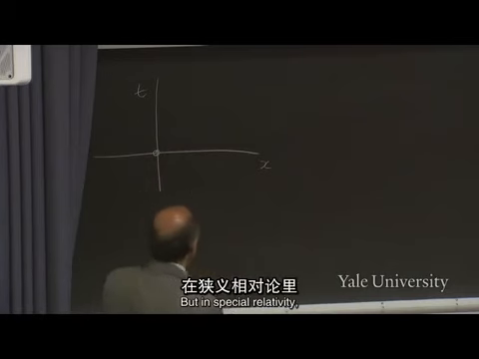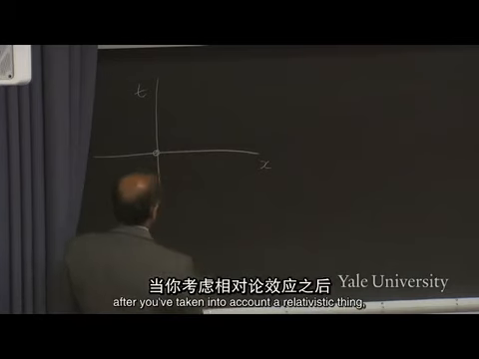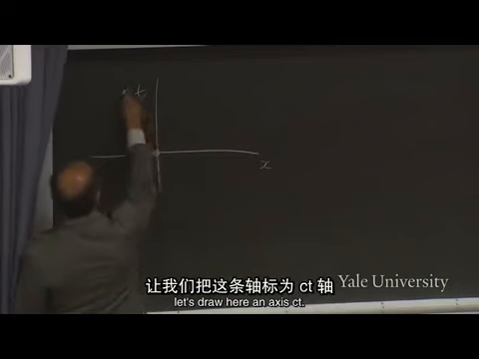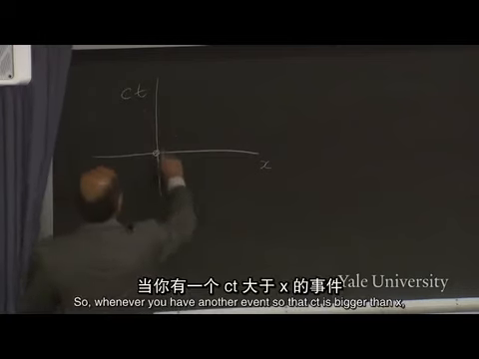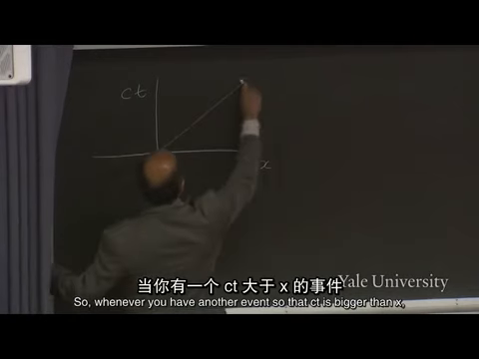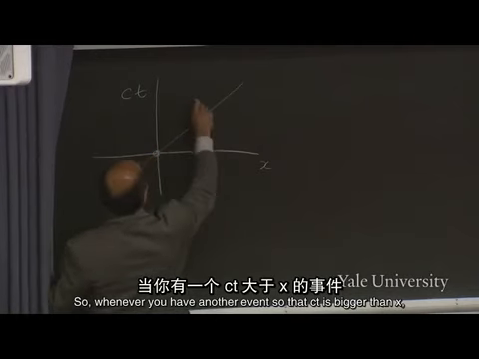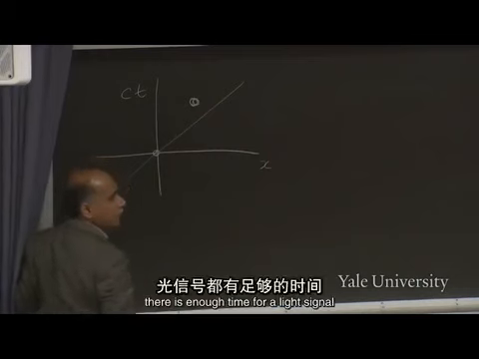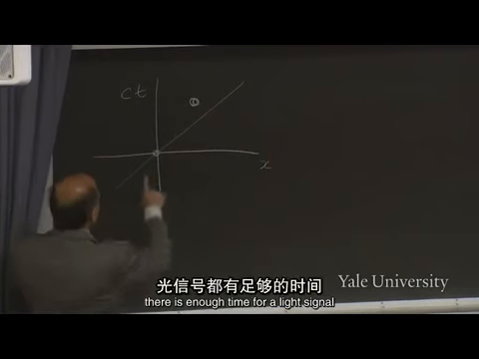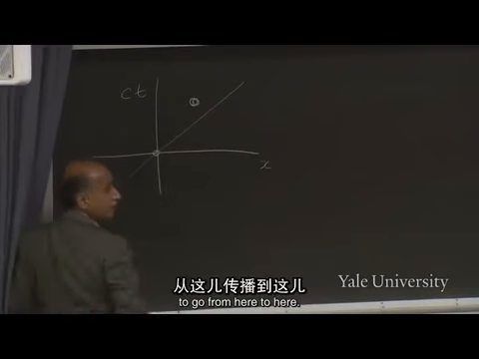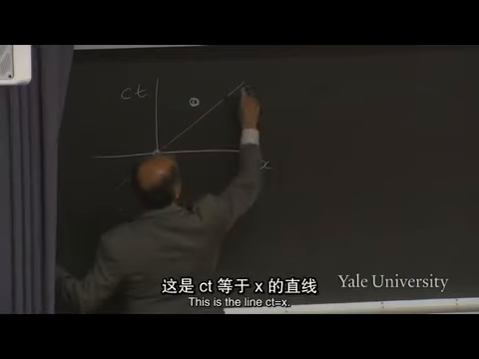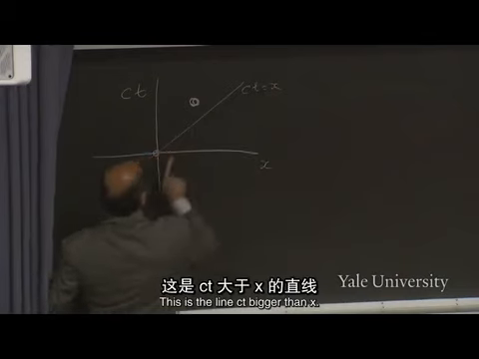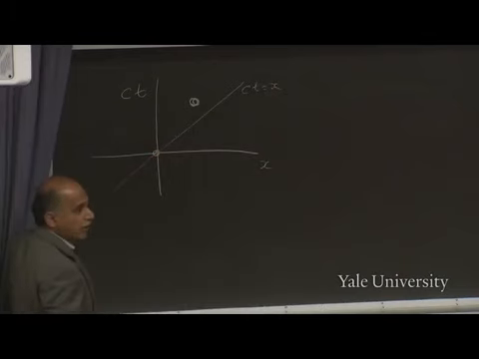But in special relativity, after you take into account the relativistic thing, let's draw here an axis c times t. Whenever you have another event so that ct is bigger than x, there is enough time for a light signal to go from here to here. That's the meaning of saying ct is bigger than x. This is the line ct equals x. This is the line ct bigger than x.